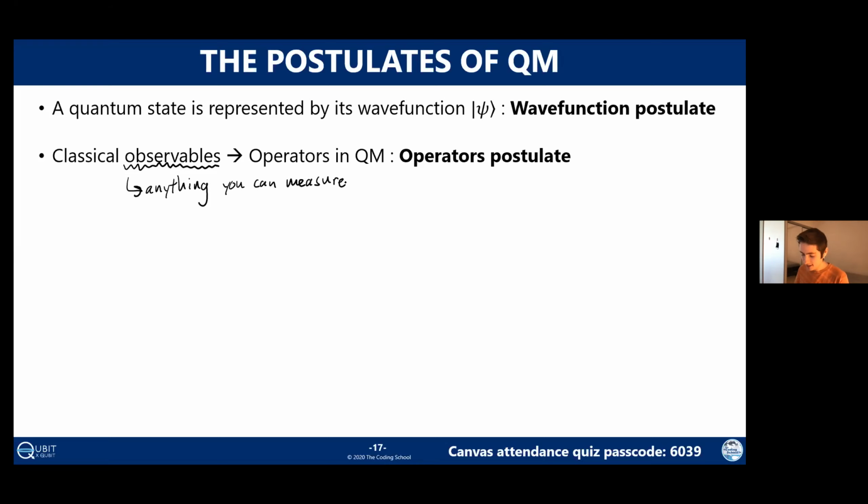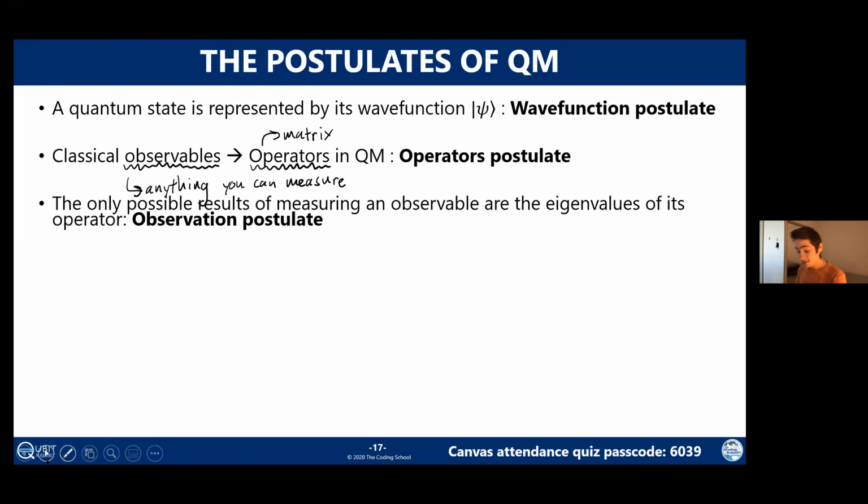Now, what this postulate is telling us is that anything you can measure in the world of quantum mechanics becomes an operator. What is an operator? An operator is just a matrix. So lots of new terms here, but the basic idea is anything you measure becomes a matrix in quantum mechanics. Cool, that's the operators postulate.